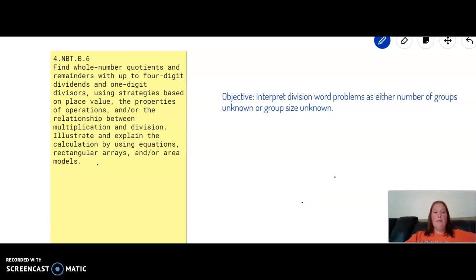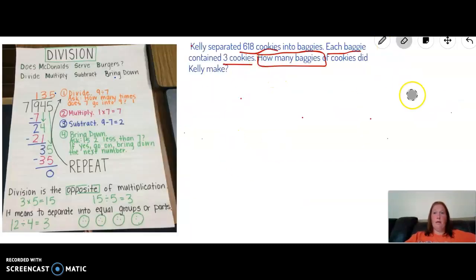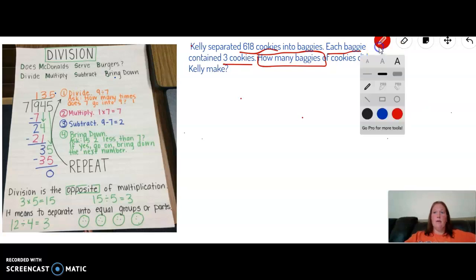Today in fourth grade math, we're going to be on week 7, day 4. We are finishing up the standard for MBT B6, and our objective today will be to interpret division word problems as either number of groups unknown or group size unknown. Okay? So let's go ahead and start with the first one, and I kind of marked that one up already for us. So here we go.